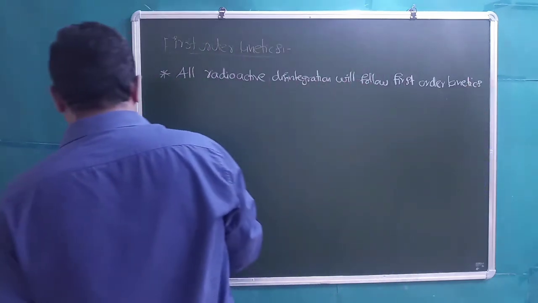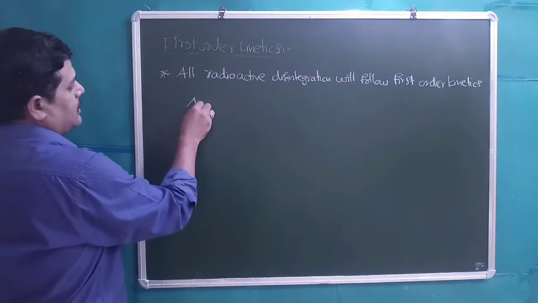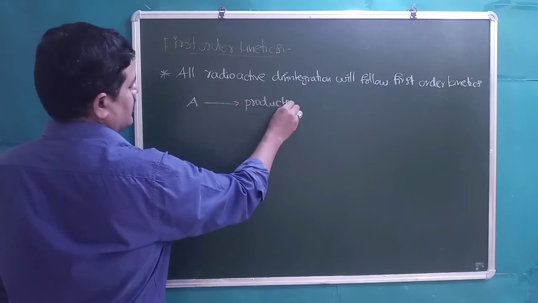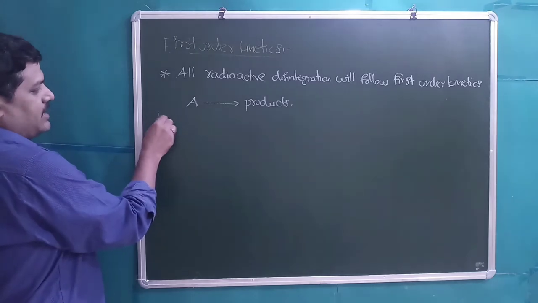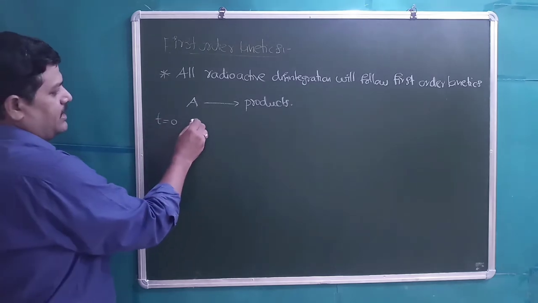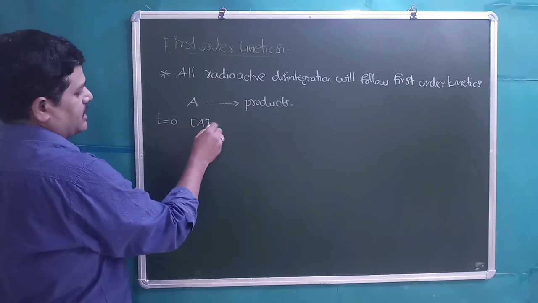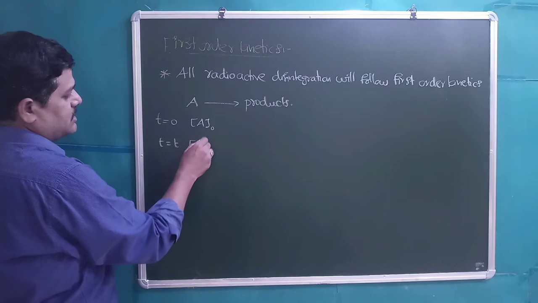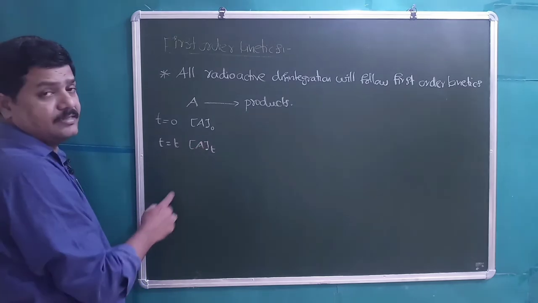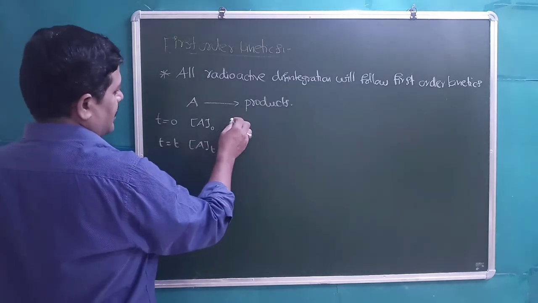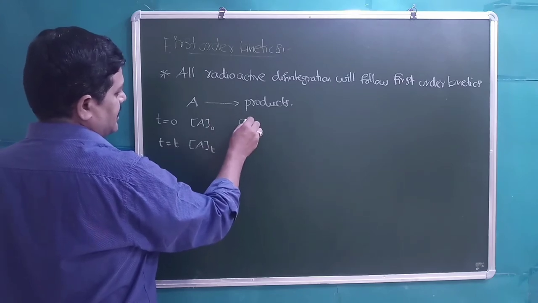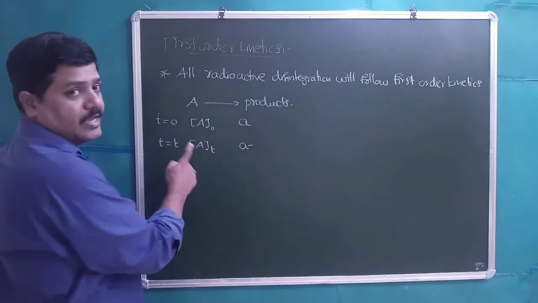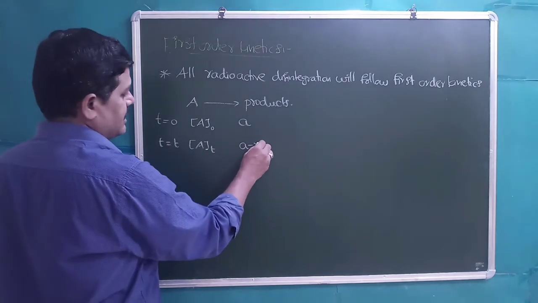Students, let us take a hypothetical reaction. A gives rise to products. At time t is equal to 0, that means initially, the concentration of A we will take as a naught. At time t is equal to t, the concentration of A we will take as At. In other terms, we will represent it as a, and if the conversion is x, the concentration of A at time t is a minus x.